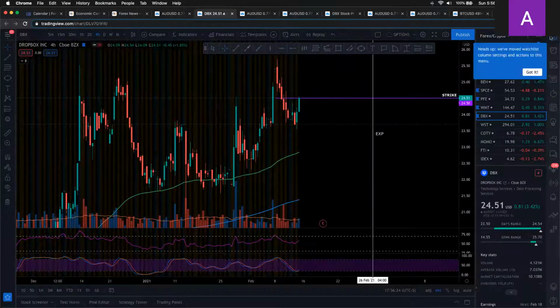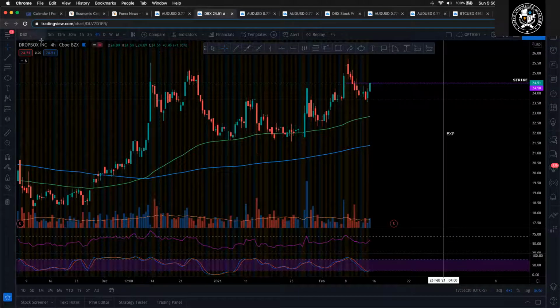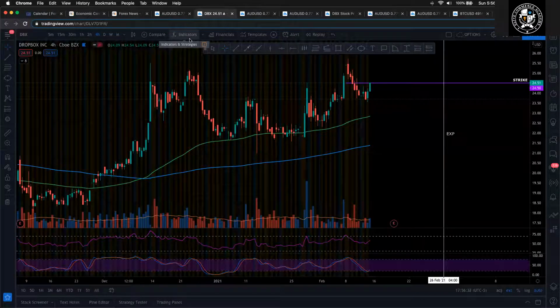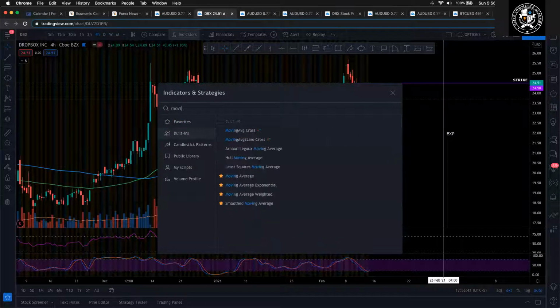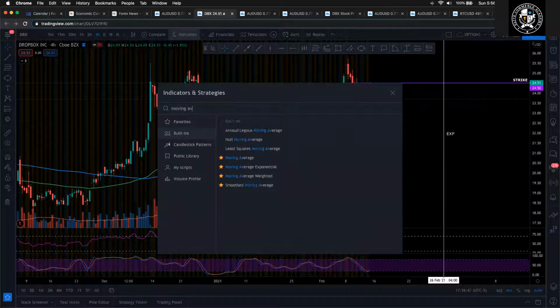Yeah, I have a question. Go ahead. How do you add those to your chart? All right. Does your chart look like mine right now? Yeah, it does. All right. So you want to go up to the top and you see that little F with the indicators. Mm-hmm. You click on that, and then you just type in moving averages.